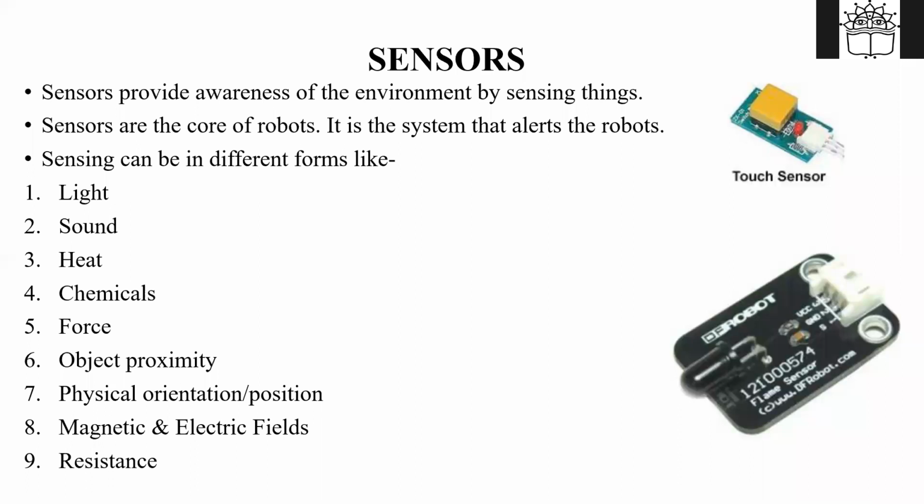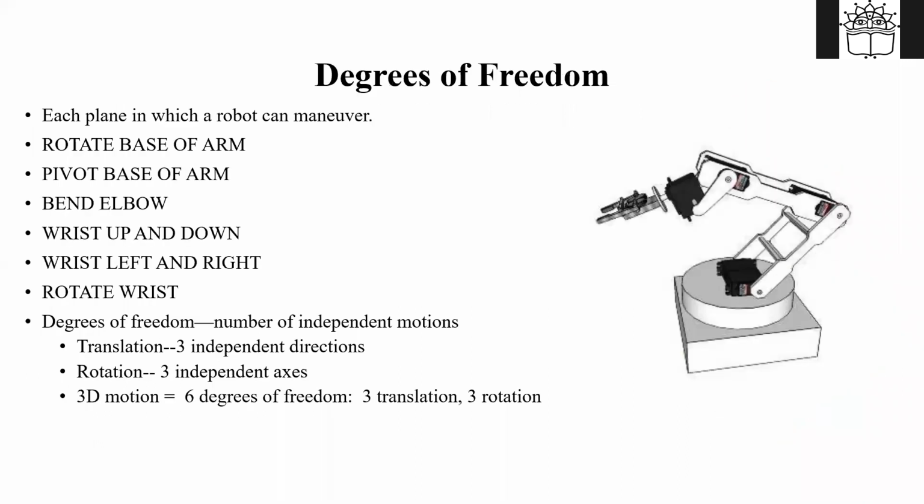Now sensors can sense force. There can be object proximity sensors, so whether the object is in proximity or not can be sensed. Then sensors can sense the position, they can sense the physical orientation. There can be sensors which sense electric field, sensors which sense magnetic field, and sensors can sense resistance also. So almost all things can be sensed with the help of sensors, right?